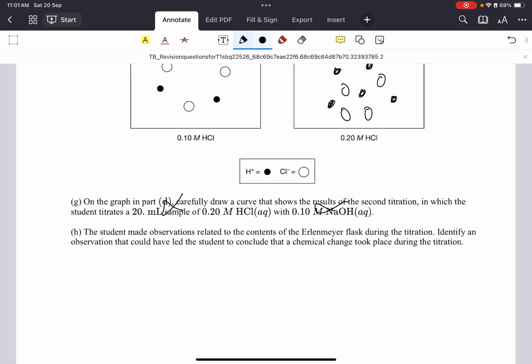Next, part G, I removed it. It's not included in our lesson yet. Later on it will come.